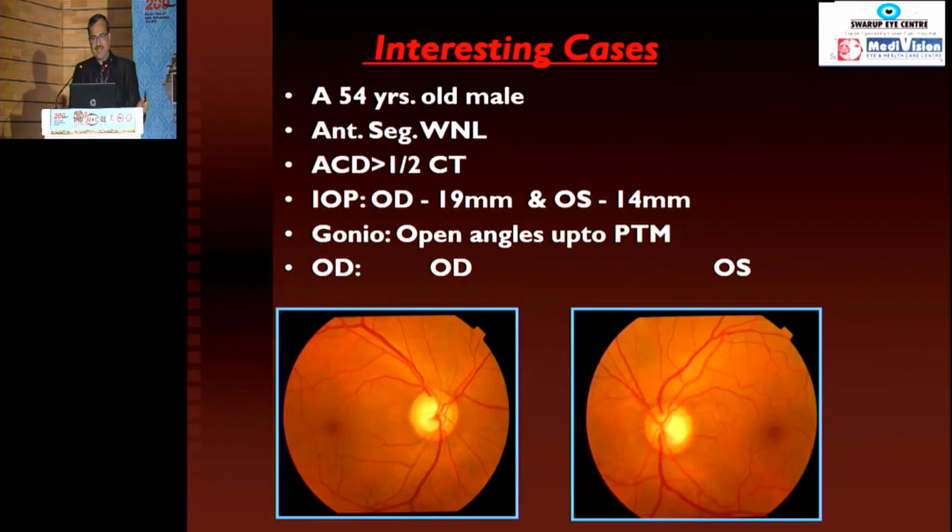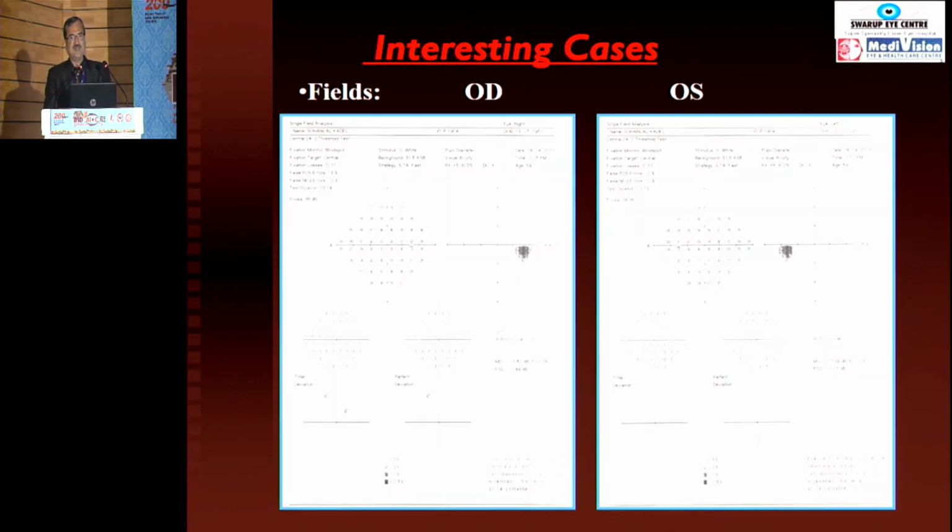Now, if you see this case, a 54-year-old with a normal anterior segment, half ACT, and pressures of 19 and 14, this gave me a suspicion. Always look for an asymmetry between the two eyes. Why are the intraocular pressures 19 and 14 with open angles, and this was the kind of disc that I saw. Then I subjected the patient to visual field. Because of the intraocular pressure asymmetry, I found the visual field normal.